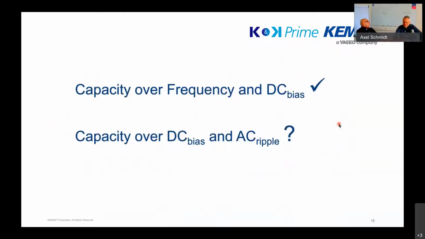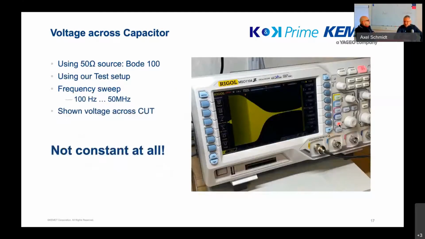So that's how the capacity behaves over frequency and DC bias. Now we come to the next thing, how DC bias and AC ripple correspond to each other. And to measure that was not so easy. As a first thing, if you do that measurement which you have seen before, then you see at higher frequencies the AC voltage on that capacitor drops down.